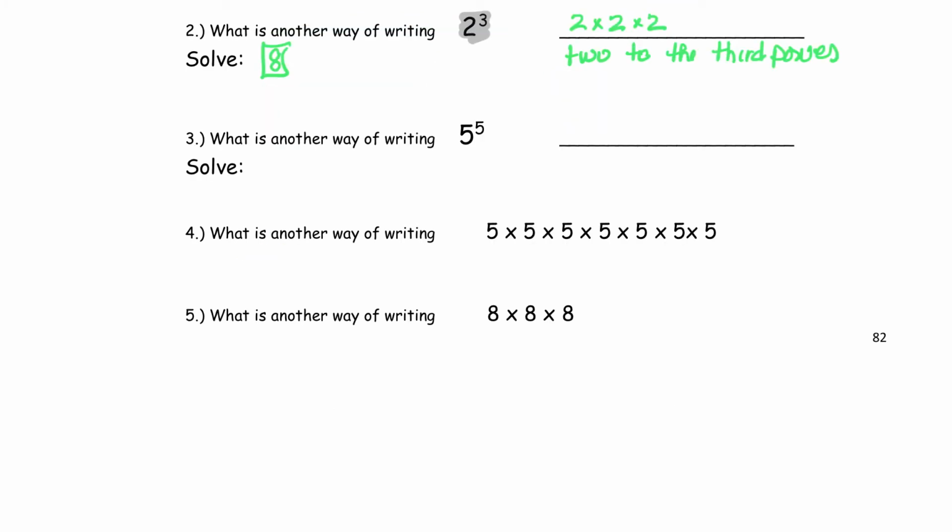Let's take a look at number 3. We have 5 to the 5th power. So what would that look like?